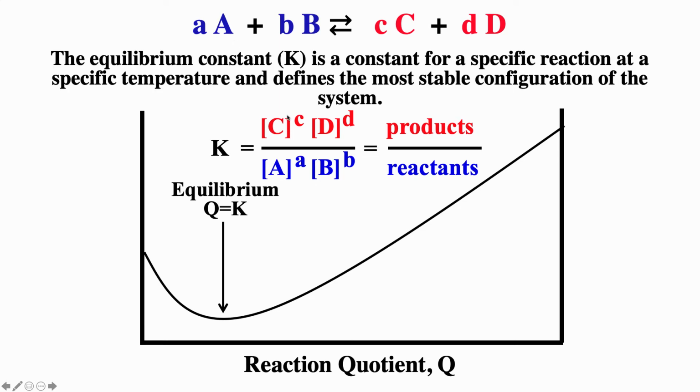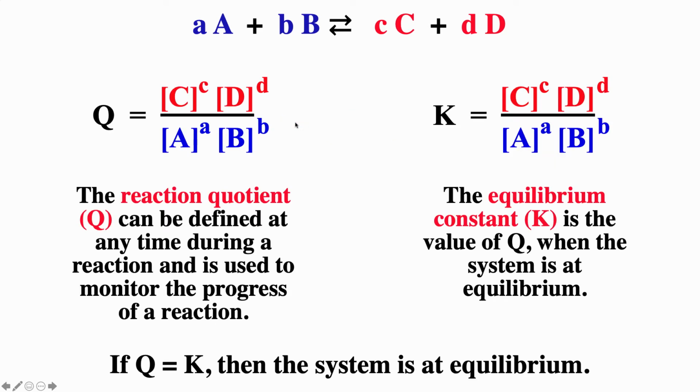Now we can write down the expression for the equilibrium constant, and it looks exactly the same. Products over reactants, coefficients become exponents, pure solids and pure liquids do not appear. And again, they look exactly the same, but K only defines the minimum position. It's a constant for a specific reaction at a specific temperature. Q can define the position at any time. And if Q equals K, then the system is at equilibrium.